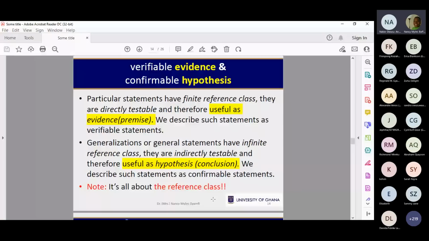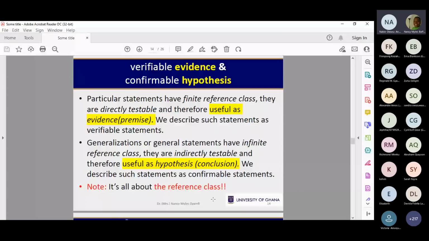Verifiable evidence and confirmable hypothesis. Very good. Particular statements have finite reference class. They are directly testable and therefore useful as evidence or premise. We describe such statements as verifiable statements.